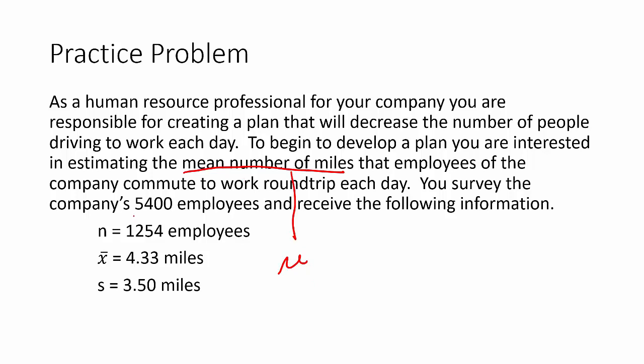You survey the company's 5,400 employees, and you get this information back from the survey. Only 1,254 employees respond, which means you're only going to be able to have a sample statistic. But we want a range of numbers. The average from that sample came out to 4.33. How tight is the interval around the 4.33? That's really the question that a confidence interval answers for us.